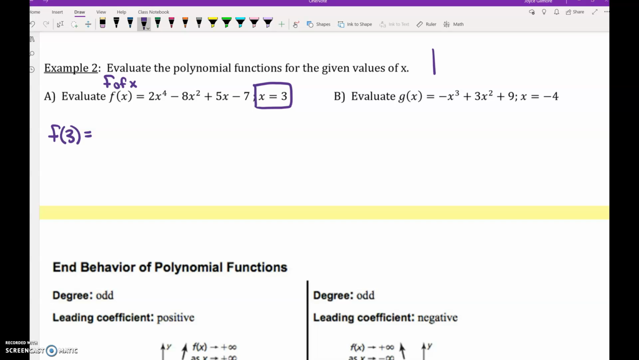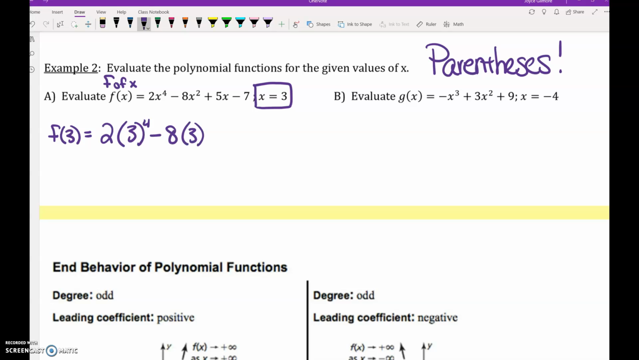I am going to strongly recommend the use of parentheses. Anywhere you see an x, put parentheses directly around it and then put the number inside there. So 2 parentheses 3 to the 4th minus 8 parentheses 3 squared plus 5 parentheses 3 minus 7. If you go a little bit overboard with parentheses, you can plug this in one line into your calculator and get the correct answer. So take a moment and try that.